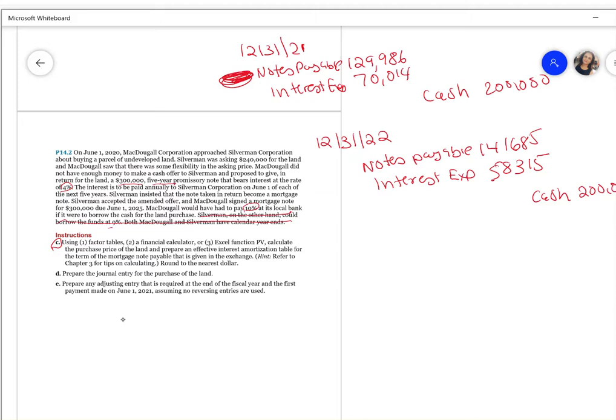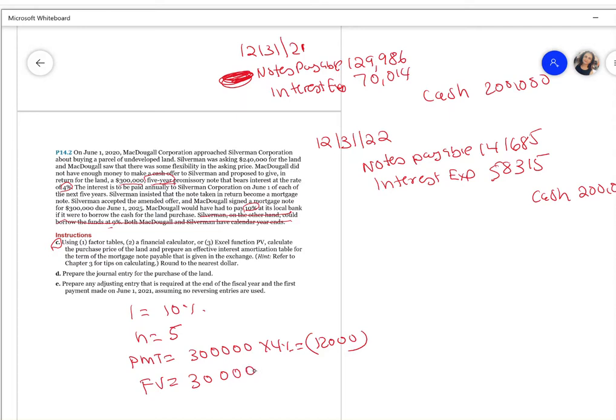So let's see if we could calculate the present value of our note. We know that your I is equal to your 10%. Your N, when did we get the note? They're saying it is due in 2020, it's a 5-year note, so N is equal to 5. Your payment is equal to 300,000 multiplied by the 4%, which is going to be your 12,000. The face value of your promissory note is 300,000, and then you're going to compute your present value. In this case, the present value is 231,766.